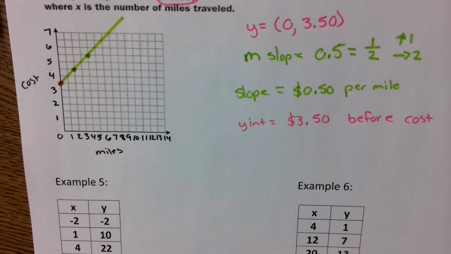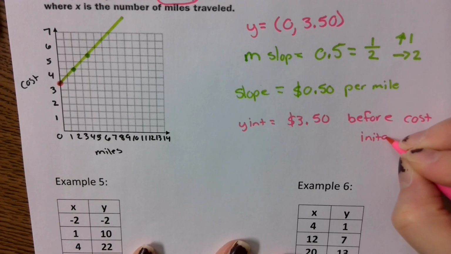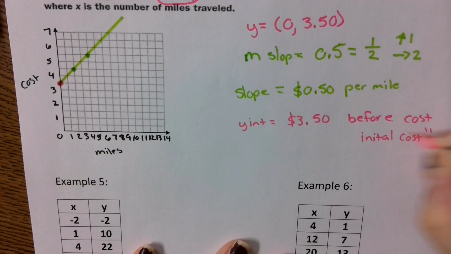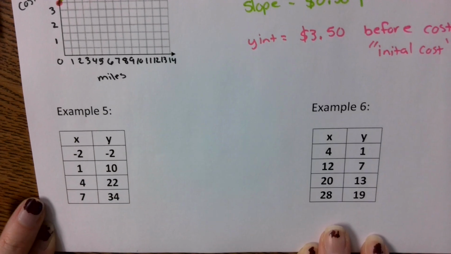Before you actually start driving, they have a flat fare fee that they're going to charge you. So they charge you $3.50 just to come get you, and then 50 cents for every mile that they're driving you. Okay, we also call that an initial cost. Just making sure that you guys understand. Initial values, okay?